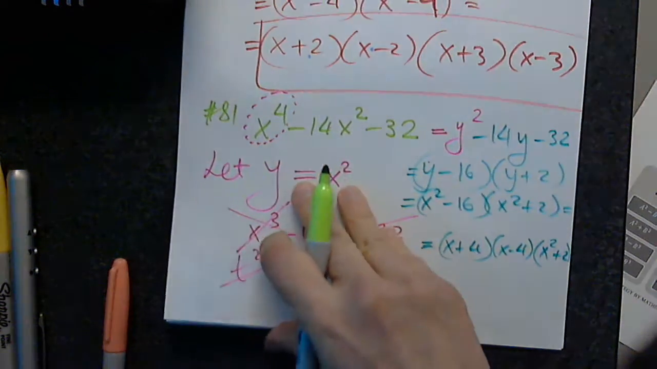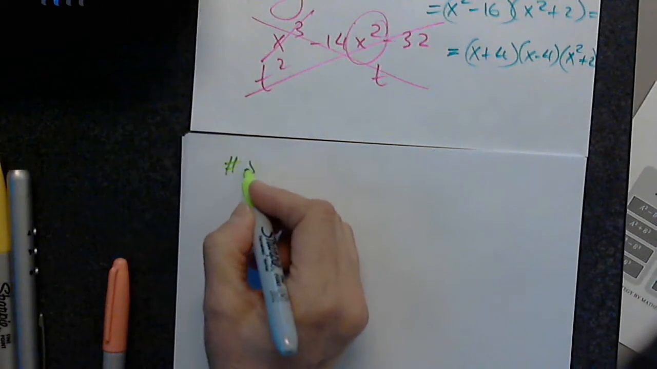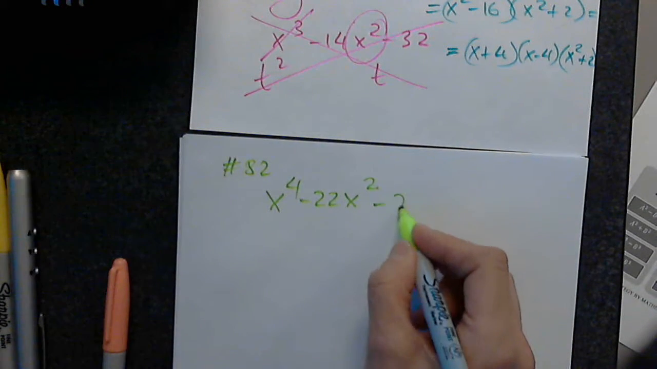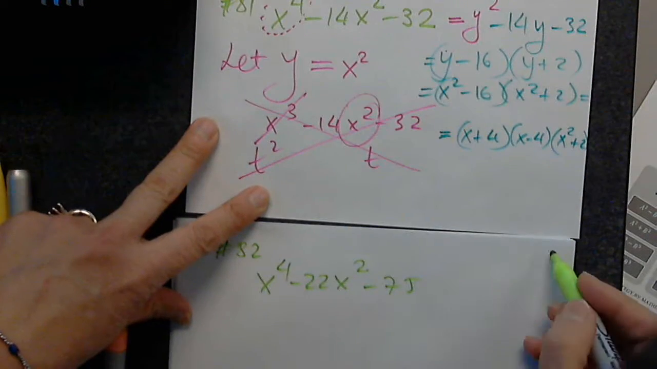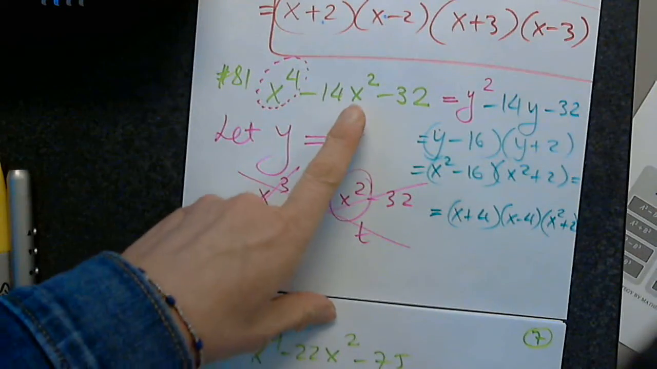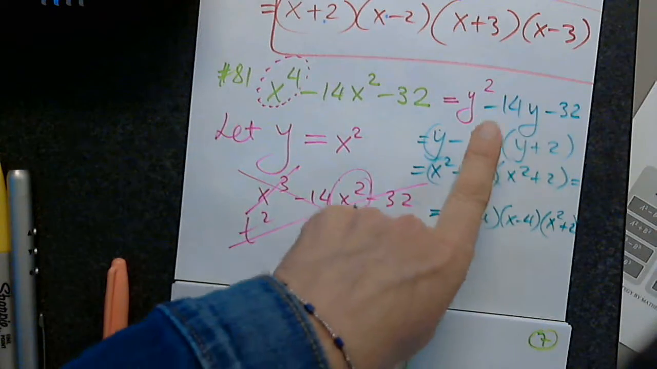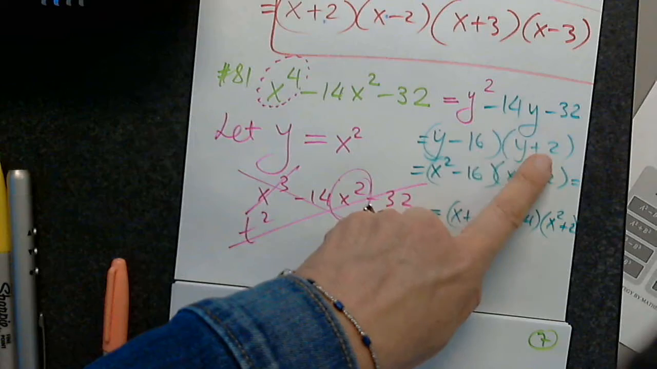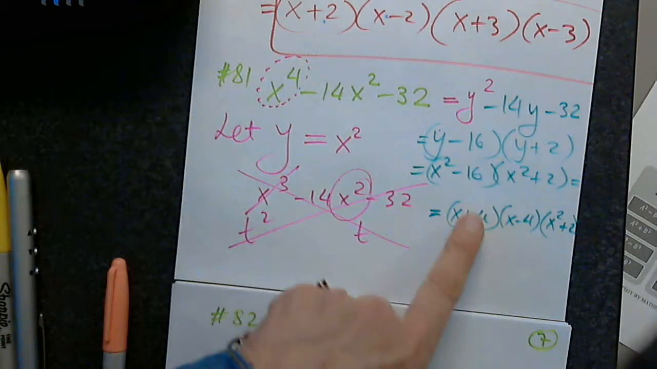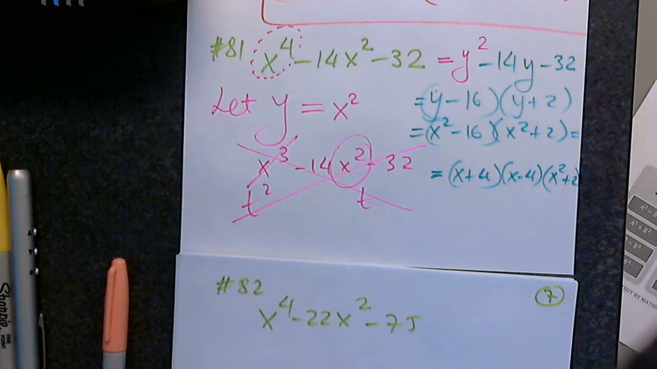Okay? So let's work on one more. That was 82, which is x to the fourth minus 22x squared minus 75. So here's what we did, Corey. We replaced this by y and this by y squared. This was y squared minus 14y minus 32. And we figured out that it's negative 16 and positive 2. And then we replaced y by x squared, and we factored this into this. Okay. And this is one more here before we look at equations.